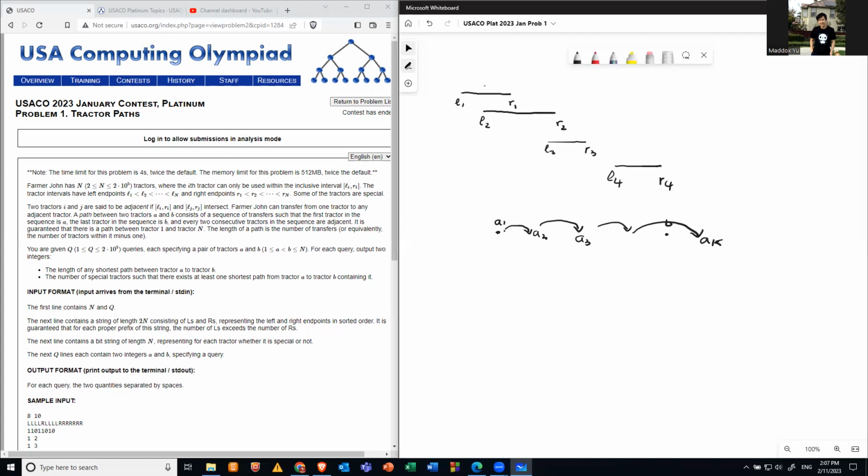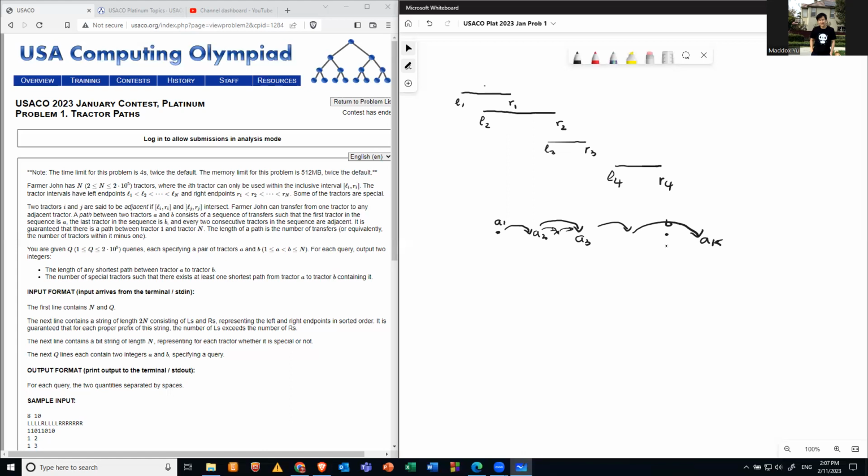The reason is that if it's not the shortest path, let's say you can get to a point here. Let's say you jump from here to this tractor and from here to there. But this tractor can be reached by A2, and A2 can go all the way to A3. So why waste two jumps when you can do it in one jump? So obviously this is the shortest path.